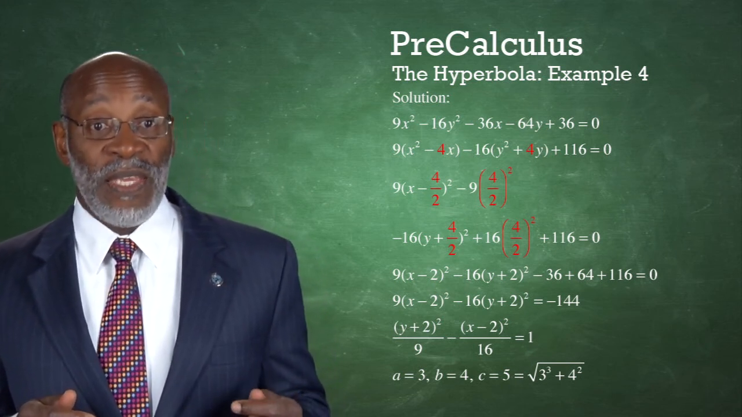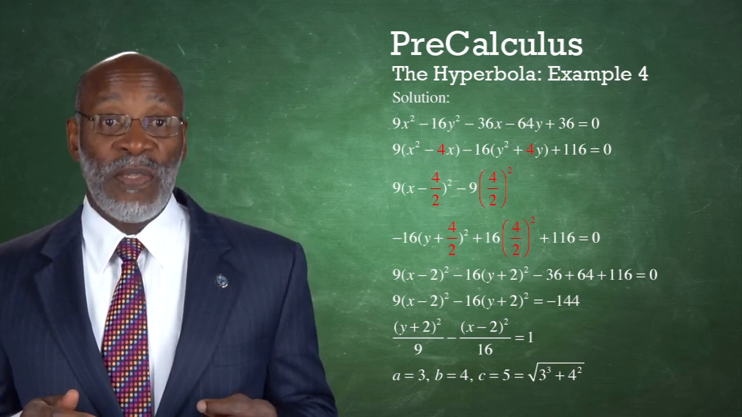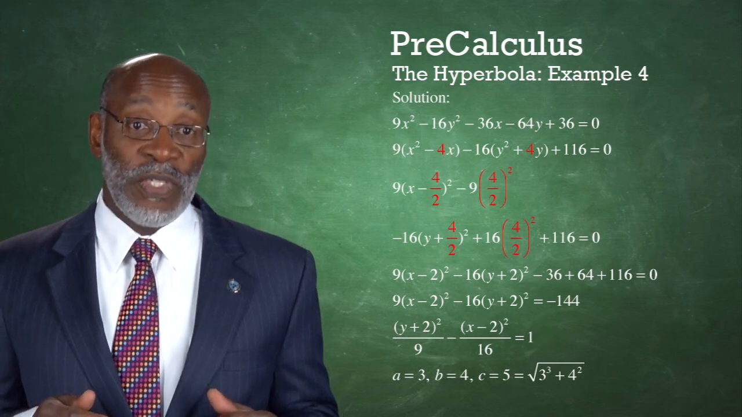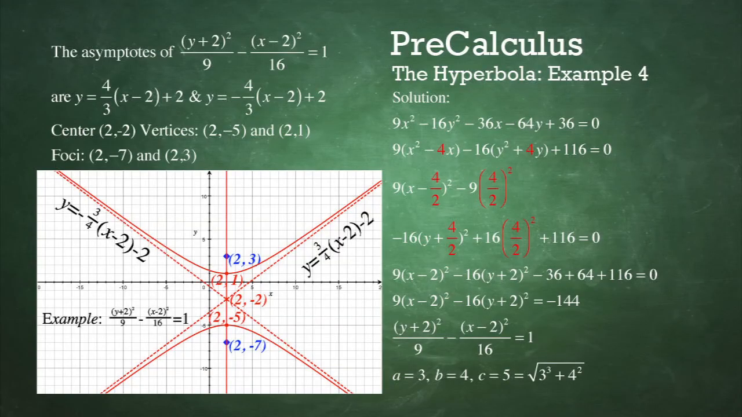from which we get that a is equal to 3, b is equal to 4, and c is equal to the square root of 3 squared plus 4 squared, which equals 5. The graph on the left shows a plot of the hyperbola. The asymptotes are y equals 4 over 3 times (x minus 2) minus 2 and y equals minus 4 over 3 times (x minus 2) minus 2.